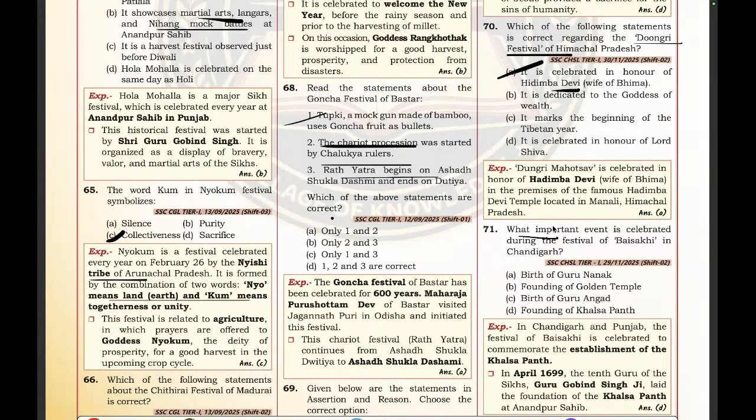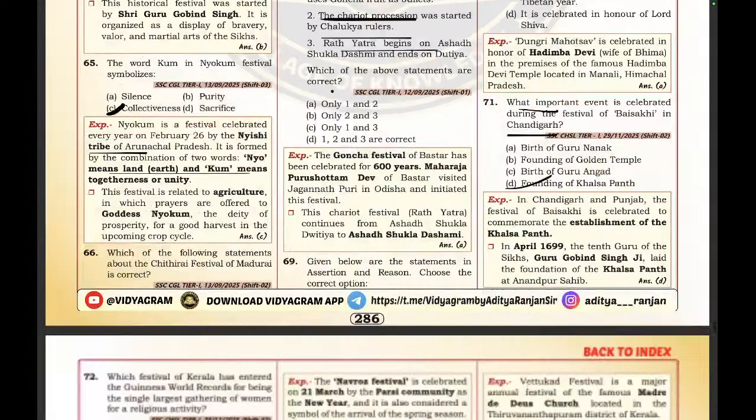Which important event is celebrated during the festival of Baisakhi in Chandigarh? So what is done on Baisakhi? Birth of Guru Nanak, no. The founding of the Khalsa Panth was done on Baisakhi in 1699 by Guru Gobind Singh Ji. There was the establishment of the Khalsa Panth.